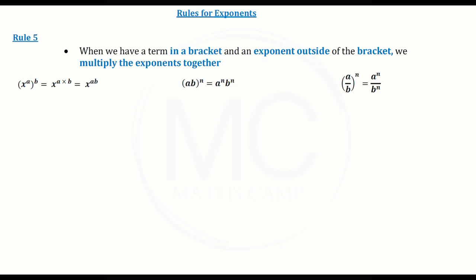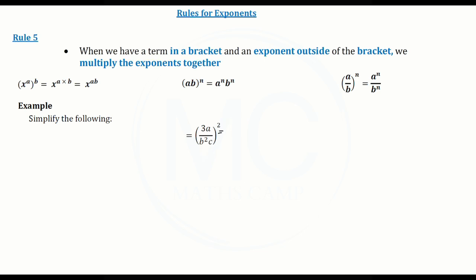Now, the exponent outside the bracket affects every variable inside the bracket in the term, even if we're working with a fraction. So if we have a over b to the power of 2, this becomes a squared over b squared. Let's look at another example.